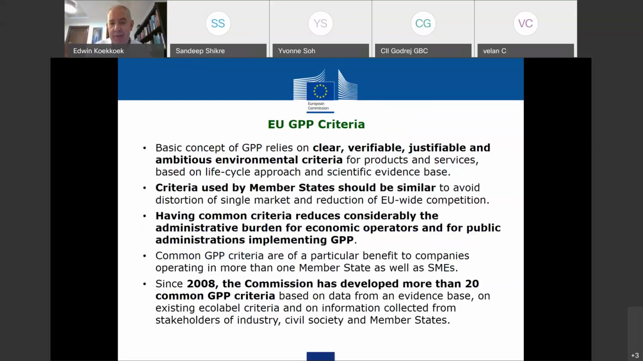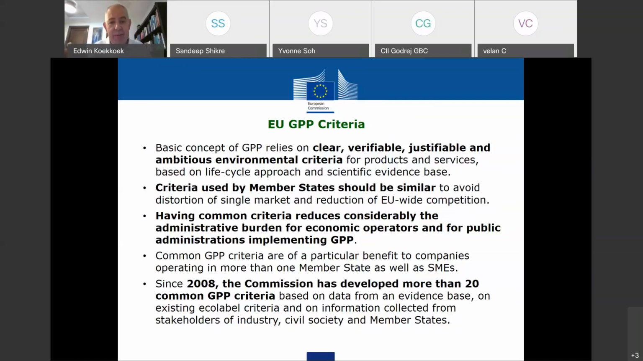This slide is perhaps the most important slide also for the building sector, because if you deal with green public procurement, then one of the first things you really need is clear, verifiable, justifiable, and ambitious environmental criteria. So you want to make sure that you buy the right products and services, that there is no greenwashing. At the same time, you need to prevent that these criteria are causing a market distortion and result in problems for EU-wide competition. As I said, the European Union is one single market, and you want to avoid that these criteria are used to try to keep out products from other EU member states.